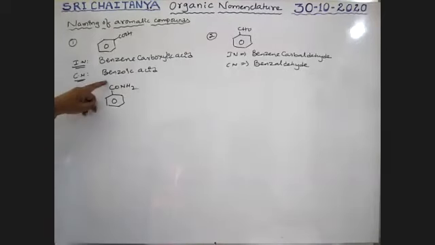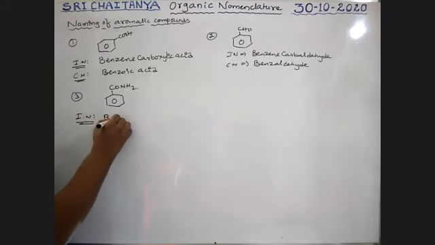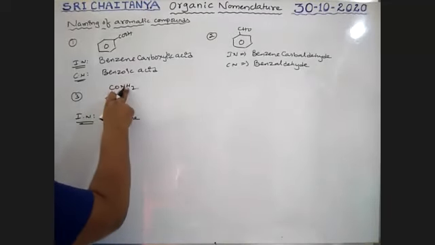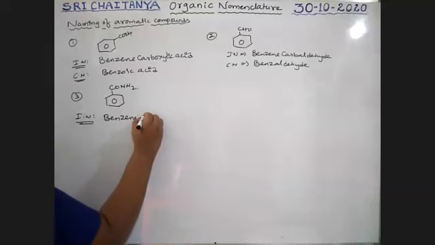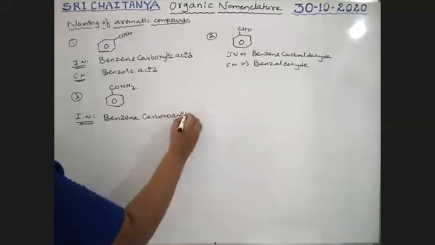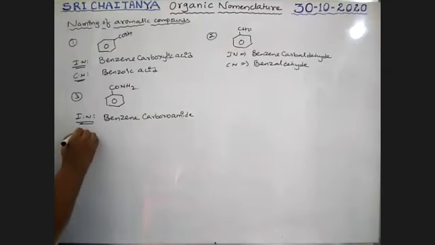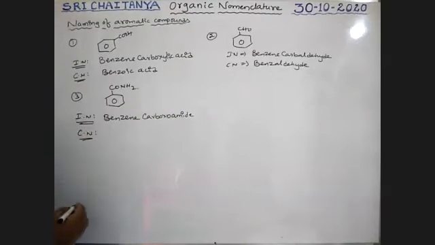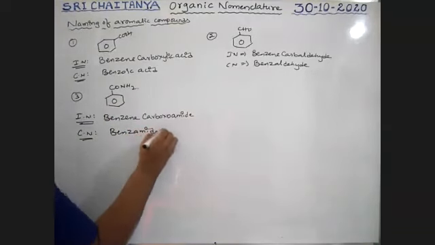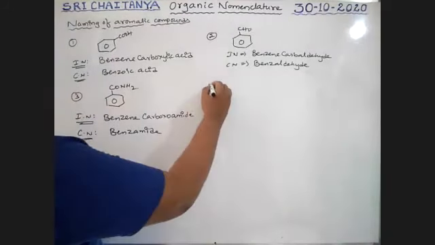Next, when benzene is connected with CONH2, amide, its IUPAC name is benzene carboxamide. Common name is benzamide. Benzamide is the common name. Okay. Next.